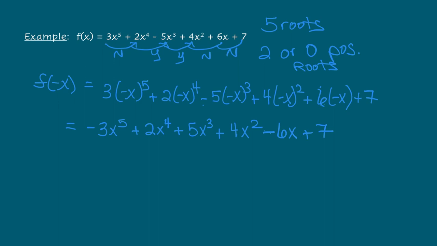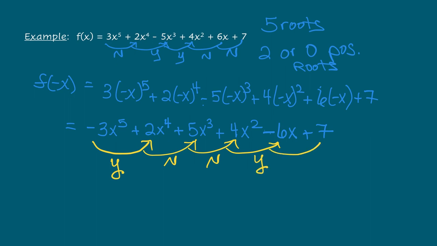So now I can check my sign changes. So I'll have a minus here to a plus, so yes, I have a sign change. No, I have no sign change. No sign change. Yes, I have a sign change. And yes, I have a sign change. So we're going to have 3 or 1 negative roots. Okay, so that's how that one's going to lay out.